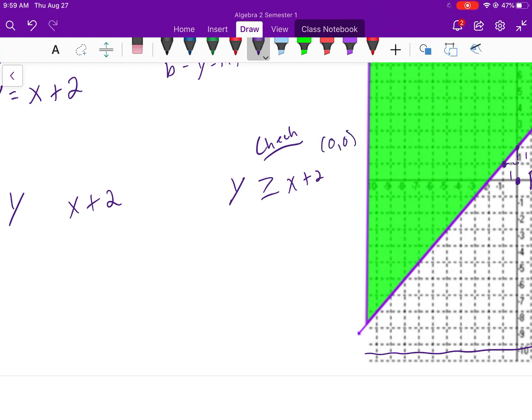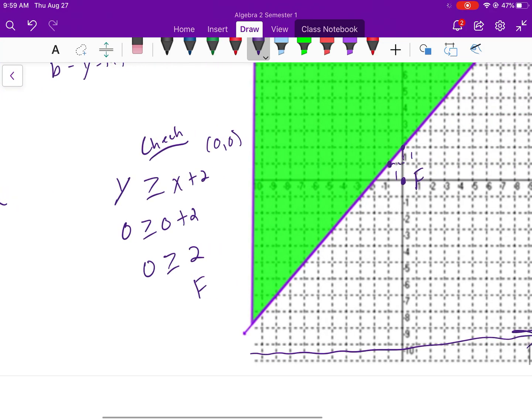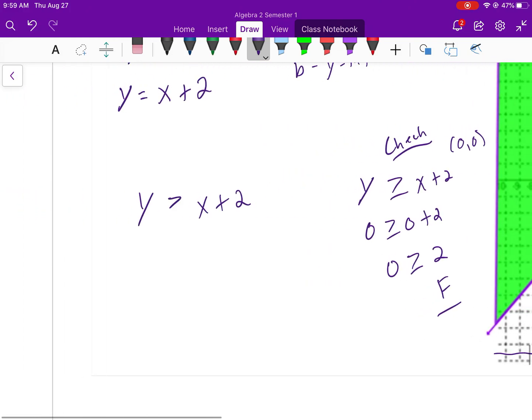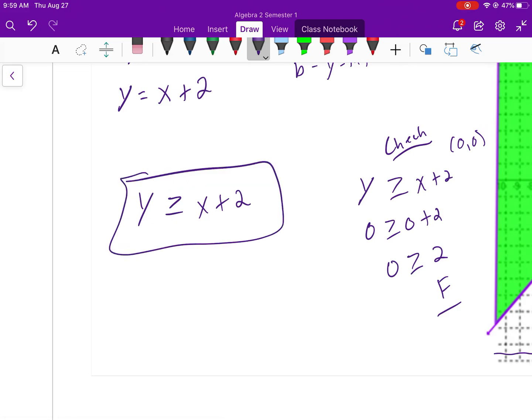Okay, and if we plug in (0, 0), 0 is greater than or equal to 0 plus 2. 0 is greater than or equal to 2. That is a false statement. And when we look at the graph, we should get a false statement. So since those two things lined up, that means we have the proper inequality sign. So when we go to write our equation, we need greater than or equal to, and then there's our inequality.